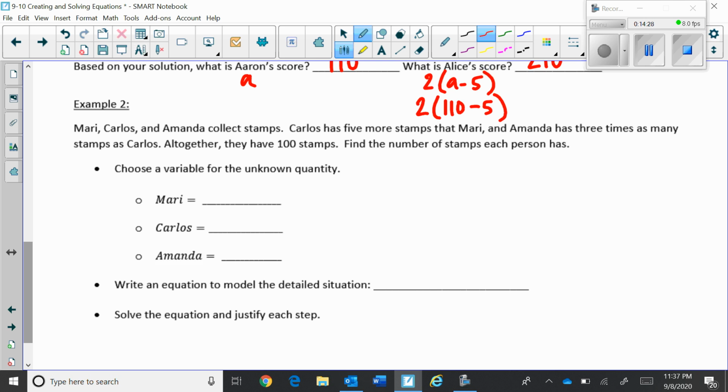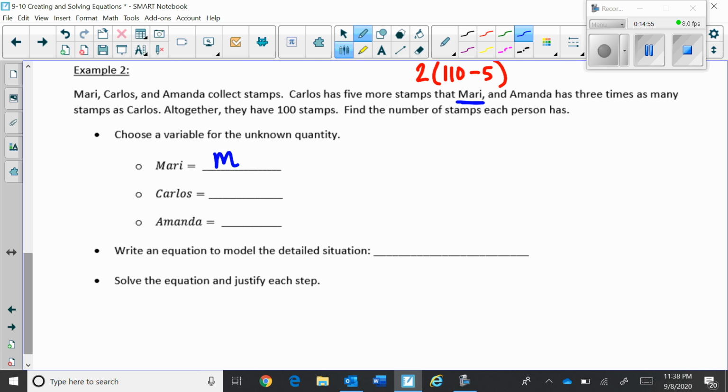So if we're looking at this, we notice that people are almost in relationship with Mari. That's kind of where our starting point is. We are not told anything about Mari's number of stamps individually. So we're going to keep Mari as our variable, M. All right, and let's work off of that, us knowing that about Mari.